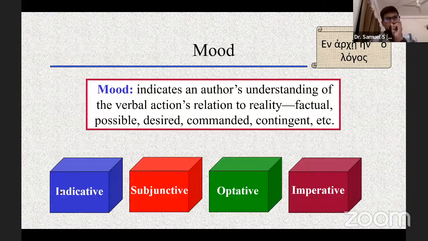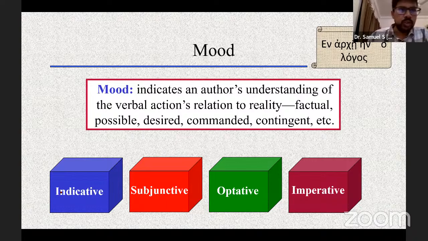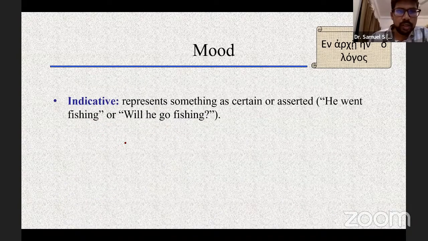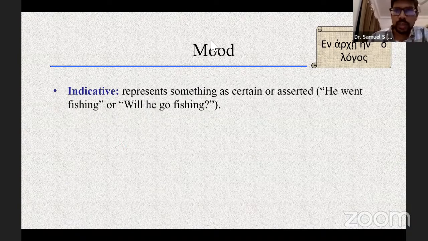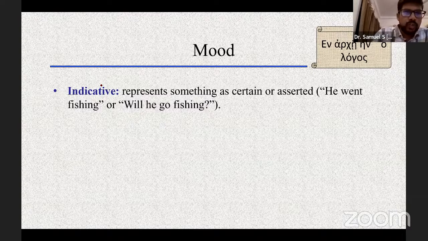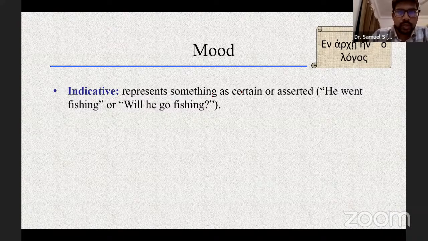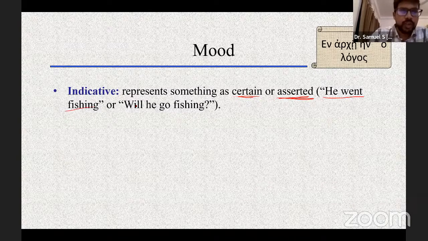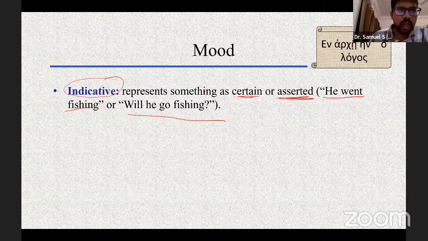Okay, then we also looked at mood. There are 4 moods in New Testament Greek: indicative mood, subjunctive mood, optative mood, imperative mood. Indicative mood represents something as certain or asserted from the point of the narrator. So they're talking about something real. He went fishing. Will he go fishing? All of these are in the indicative mood because the narrator is saying something is happening.